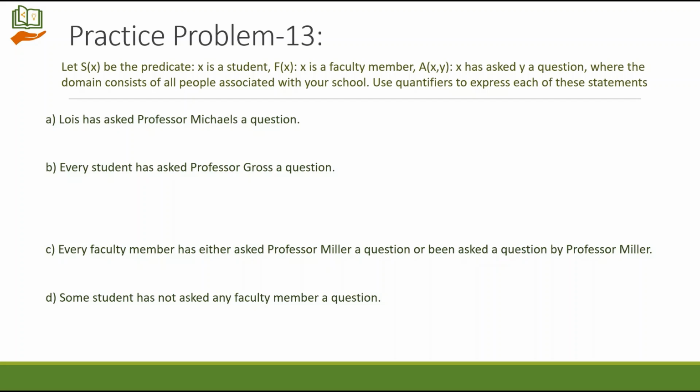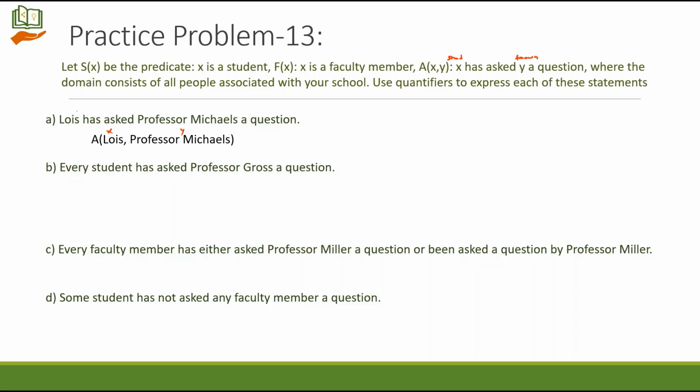Next problem. Let S of X be the predicate X is a student. F of X will say X is a faculty member. A of x comma y is x has asked y a question. It means a student has asked a faculty member a question. Where the domain consists of all people associated with your school. Use quantifiers to express each of these statements. Now let's get into A. Lois has asked Professor Michaels a question. So a student has asked a faculty member a question. This is A of Lois, Professor Michaels.